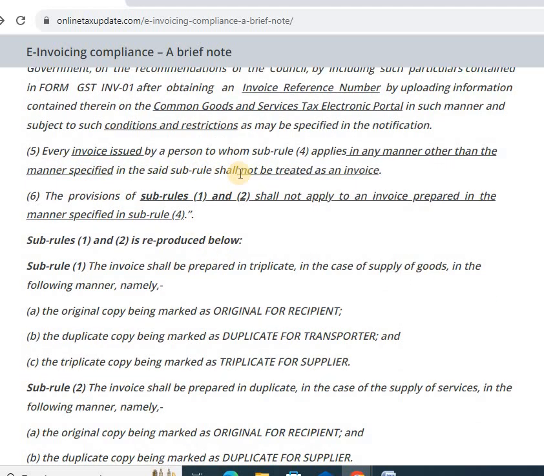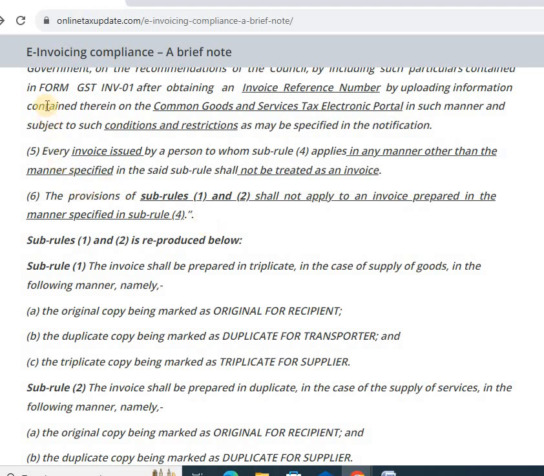Every invoice issued by a person to whom Subrule 4 applies, that is the person who is required to generate an invoice reference number, if he is issuing the invoice other than in the manner specified, that is if he is not generating an invoice reference number, then the invoice shall not be treated as an invoice. So the taxpayer who is falling under this e-invoice compliance, if he is not generating that, then that invoice shall not be treated as an invoice.